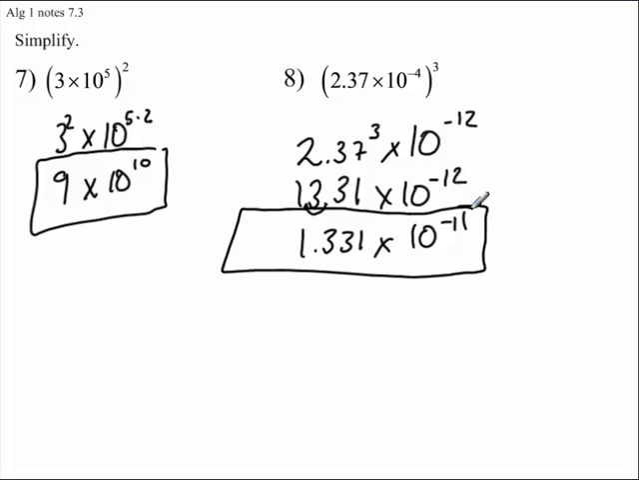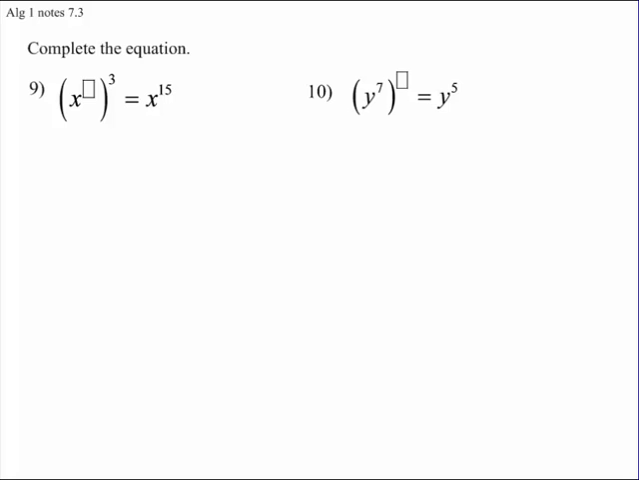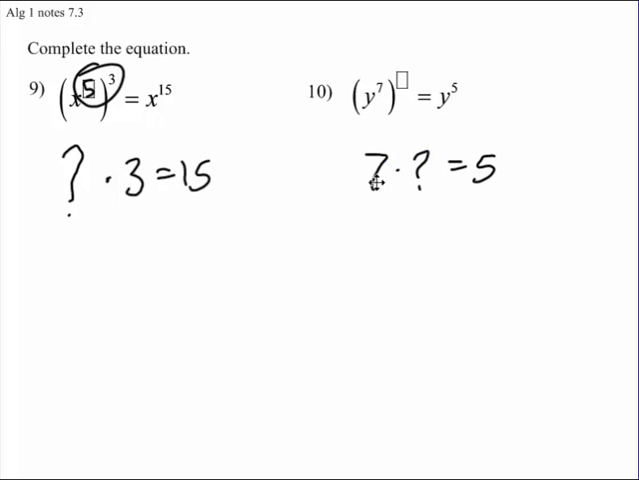Oh wait, one more. Complete the equation, number 9 and 10. What is number 9? What is number 10? Go ahead and fill those in. How do we make those what they are? We have powers of powers here, so hopefully you're thinking multiplication. So what times 3 equals 15? 5. So this should be a 5 right in here. And over here, same kind of thing. 7 times what equals 5? Well, if we divide by 7 over here, divide by 7 over here, you find out that it should be 5/7.